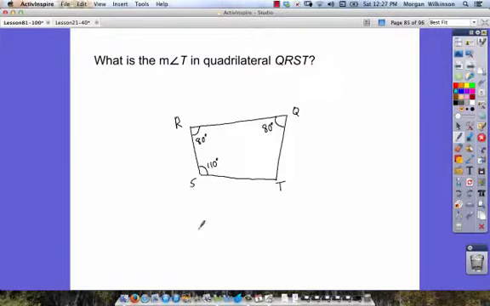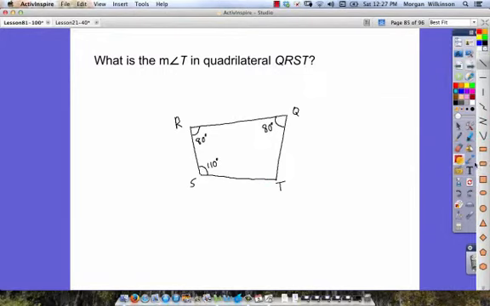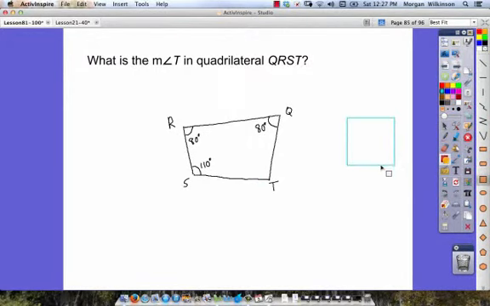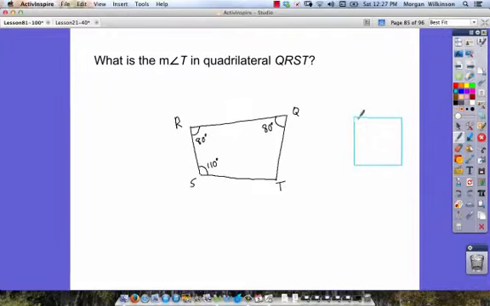Now here we go. What is the measure of angle T in quadrilateral QRST? So we've got Q, R, S, and T. And again, I drew this one out with the pen tool. What we need to know is that the measures of the angles in a quadrilateral will always equal something. Do you know what that something is? Like a square. I don't have a tool for this shape, that's why I drew it by hand. Each angle in a square is 90 degrees.